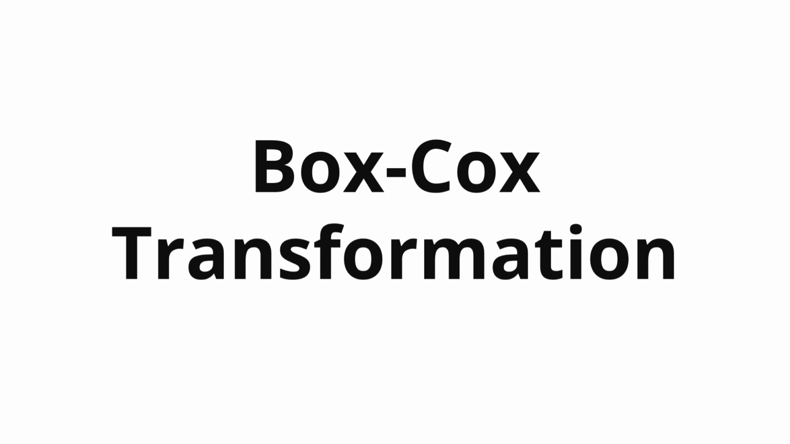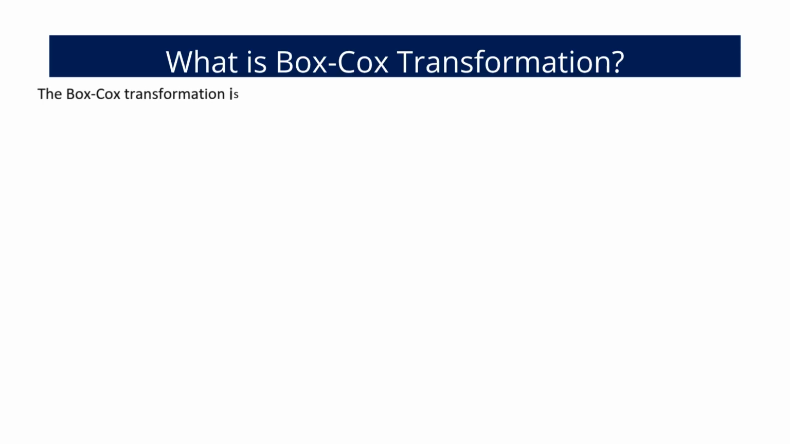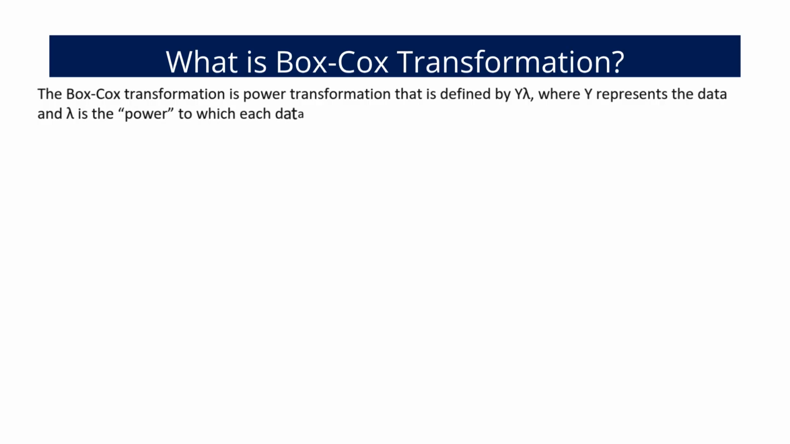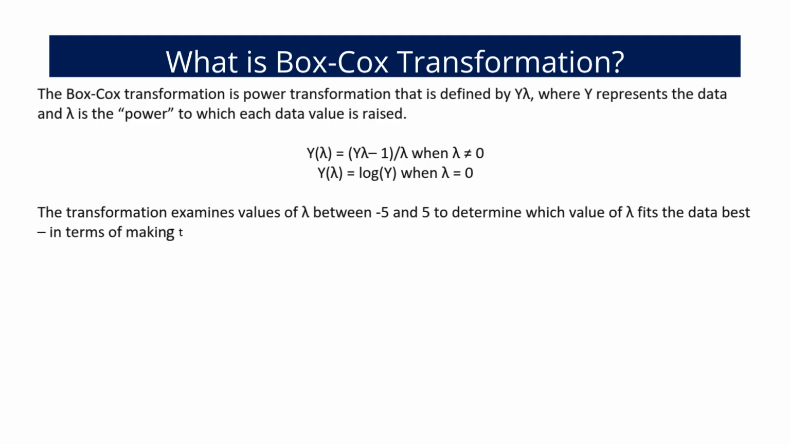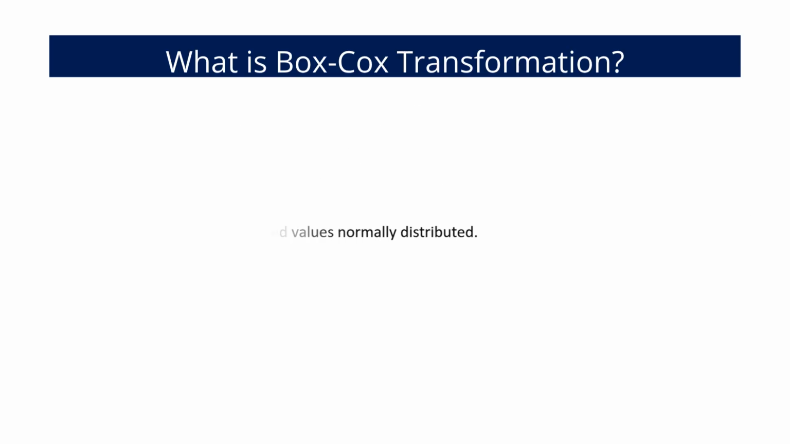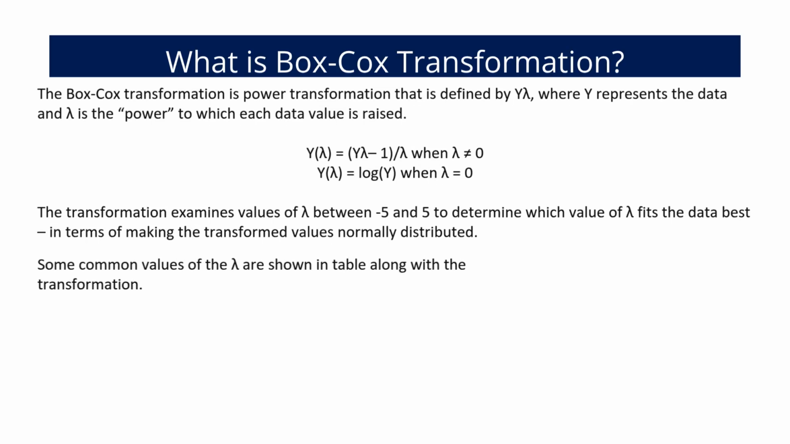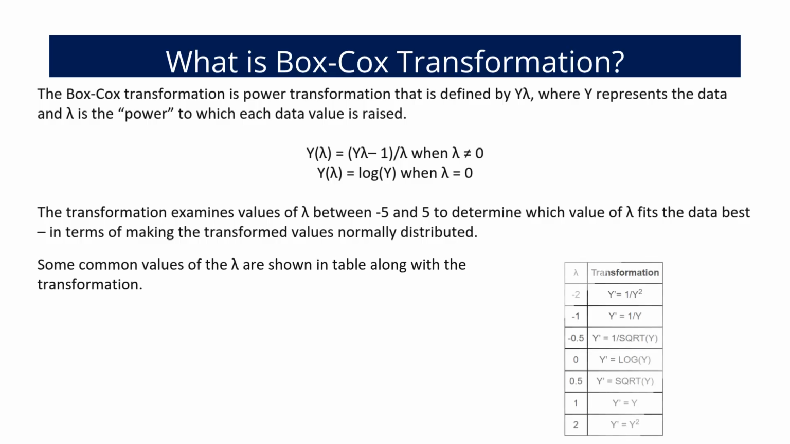Box-Cox transformation. The Box-Cox transformation is a power transformation that is defined by y^lambda, where y represents the data and lambda is the power to which each data value is raised. The transformation examines values of lambda between -5 and 5 to determine which value of lambda fits the data best, in terms of making the transformed values normally distributed. Some common values of lambda are shown in the table along with the transformation.